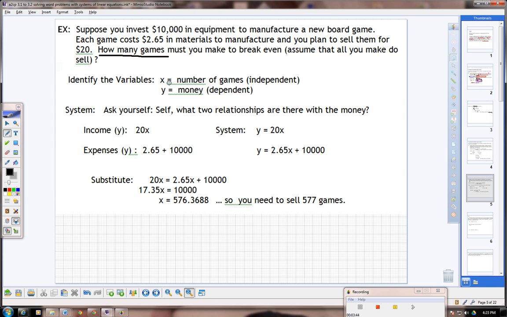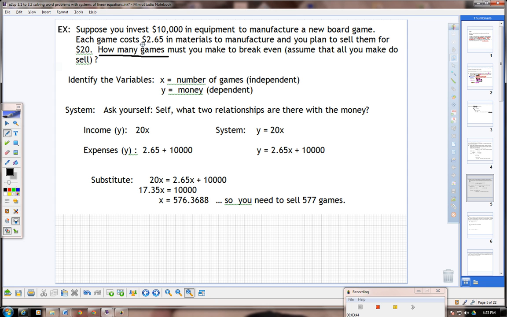We identify the variables to let x equal the number of games. We call that the independent variable. What depends on that is the money spent or earned. That depends on the number of games created. So looking at this system, we know that there are two different ways to solve it. We could solve it with one variable, but we only show you the two-variable way down here. So what two relationships are there with the money?